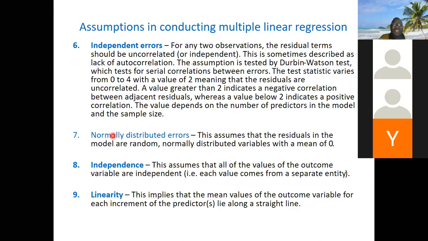So it tests for serial correlation between errors. The test statistic varies from 0 to 4, with a value of 2 meaning that the residuals are uncorrelated. A value greater than 2 indicates negative correlation between adjacent residuals, whereas a value below 2 indicates positive correlation. The value depends on the number of predictors in the model. This one is common in econometrics, because they are the ones that usually have data with errors that have autocorrelation by the nature of their own data.